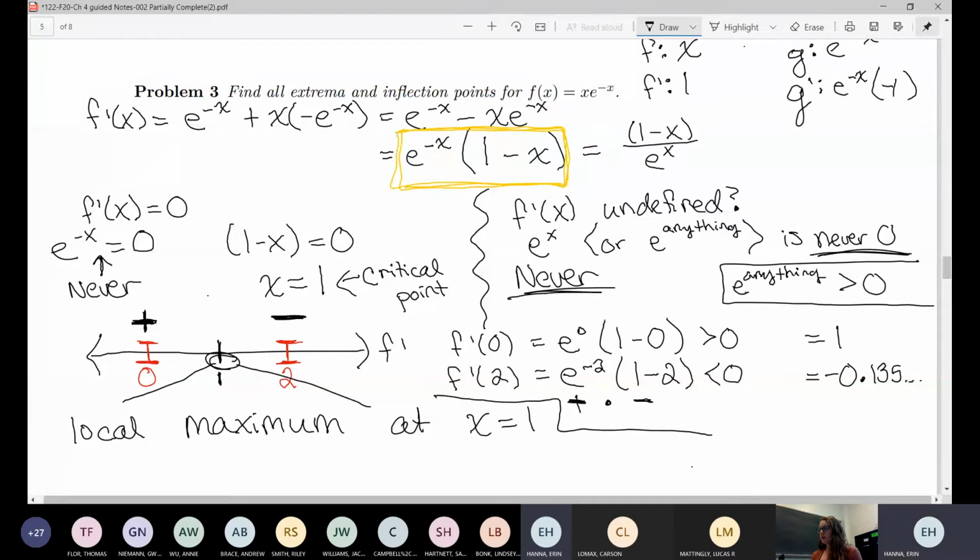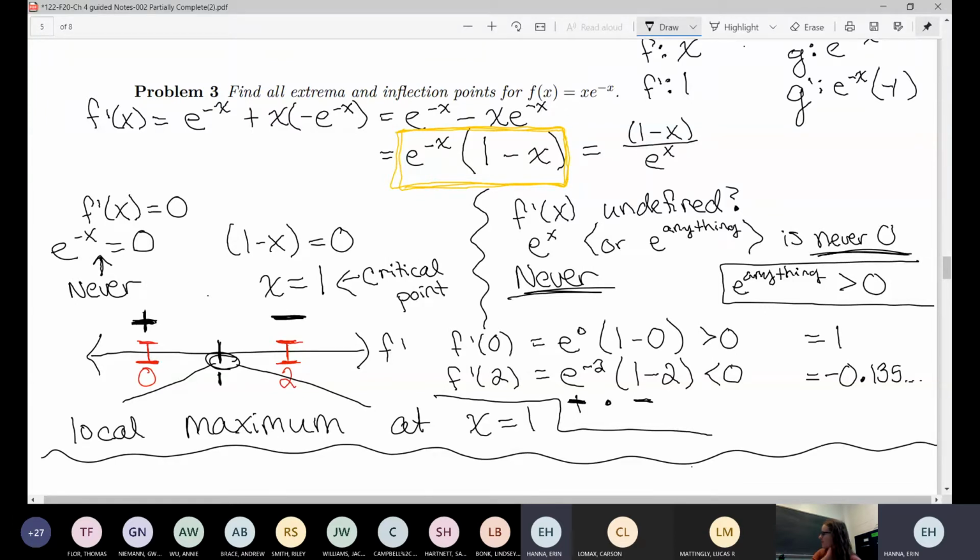I'm not seeing any questions, so we'll move on to the inflection point part of this question because no, we're not done yet. So we've found all the extrema, and now we need to find the inflection points.